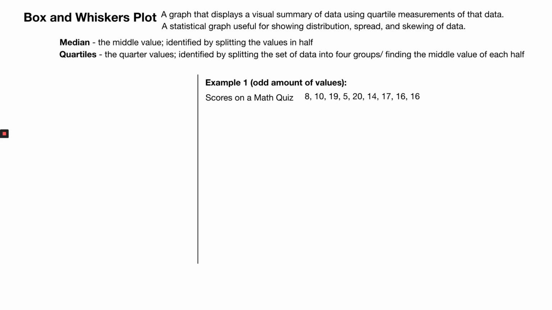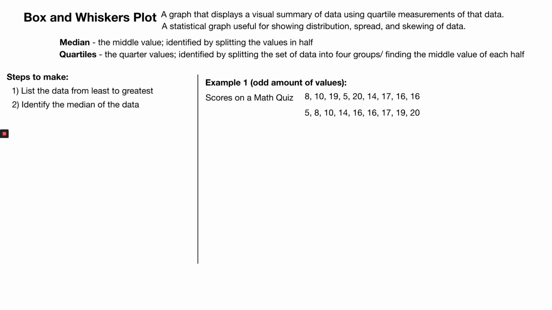We're going to make a box and whiskers plot. Example 1, odd. We've got an odd amount of values. We've got 9 scores right here of a math quiz. So our steps to make this, we're going to list the data from least to greatest. I've done that for you already. That's just going to help us find the median and the quartiles a little bit easier.